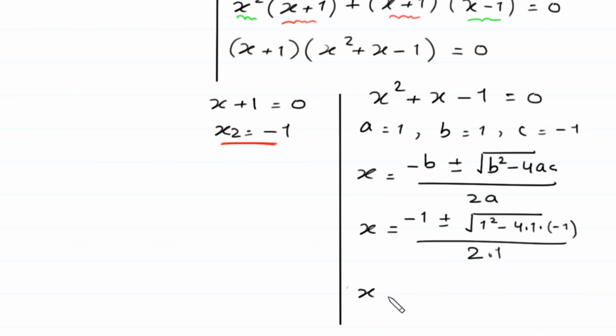Next, x is equal to -1 plus or minus the square root of 1², which is equal to 1, and minus 4 times 1 times negative 1, plus 4, divided by 2 times 1, which is 2.